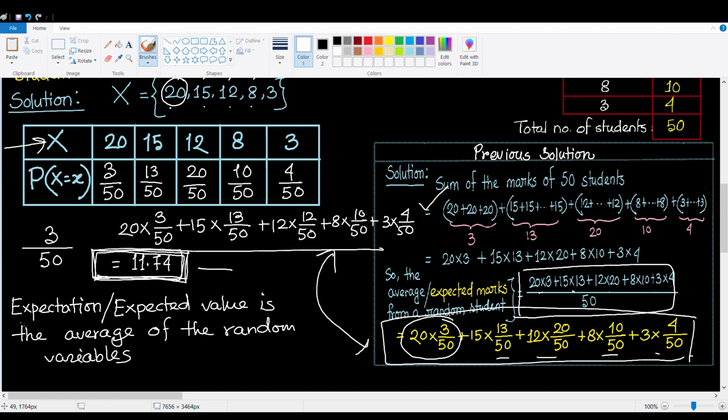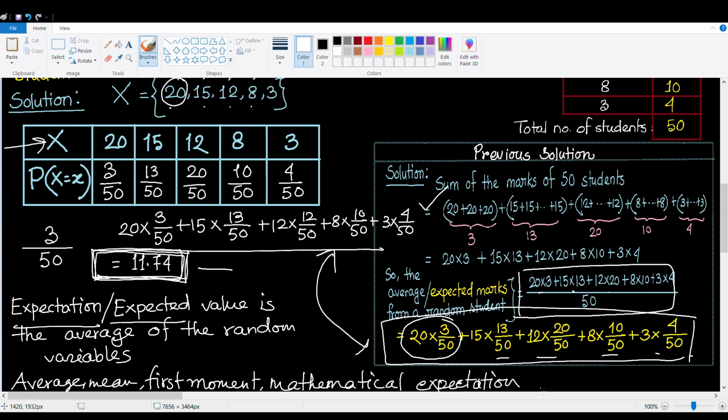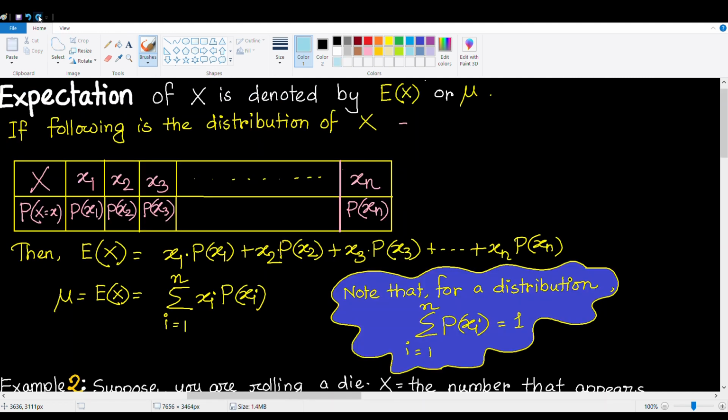So this expectation or expected value can be referred to as average, or mean, or first moment, or mathematical expectation. All of these terms are synonymous with expectation or expected value. Expectation of x is denoted by E of x or mu.